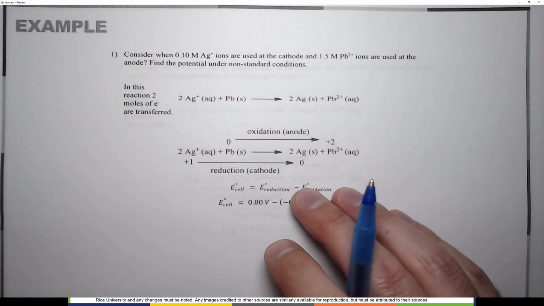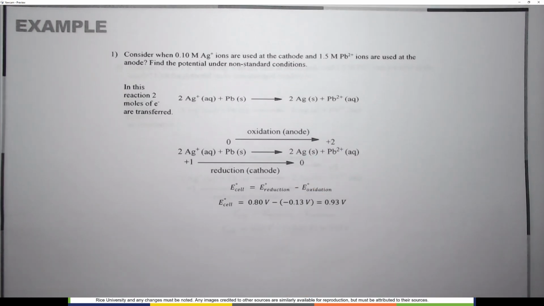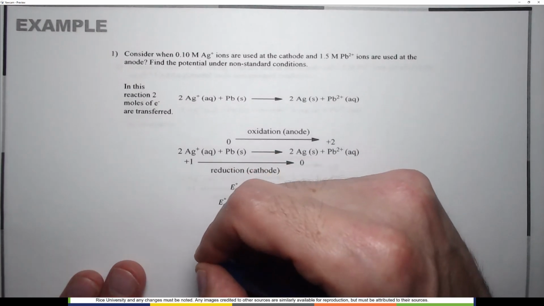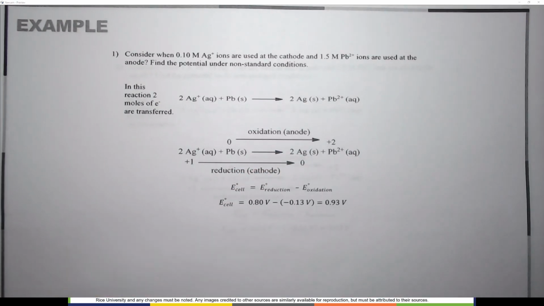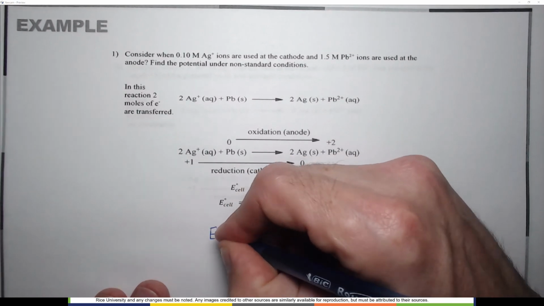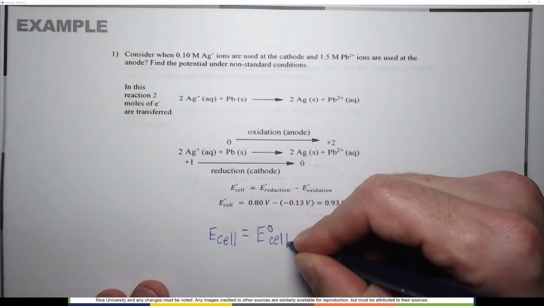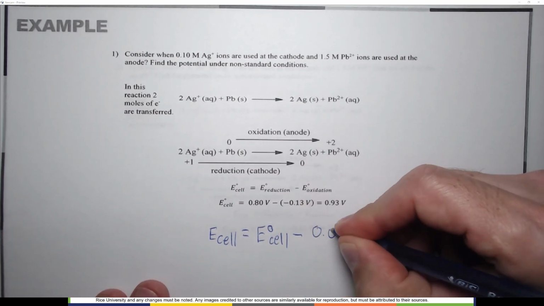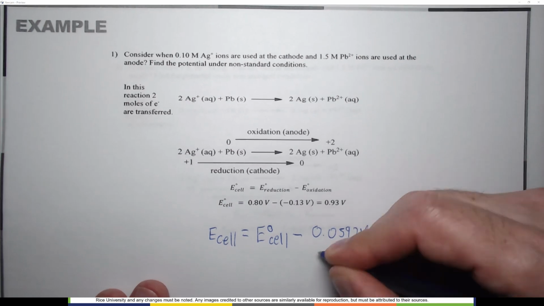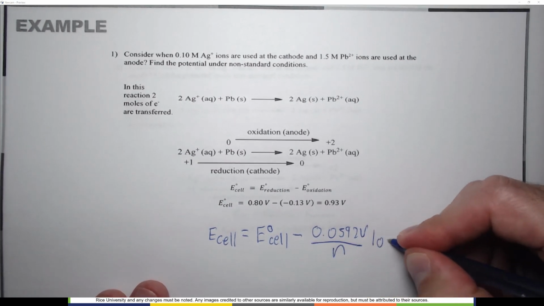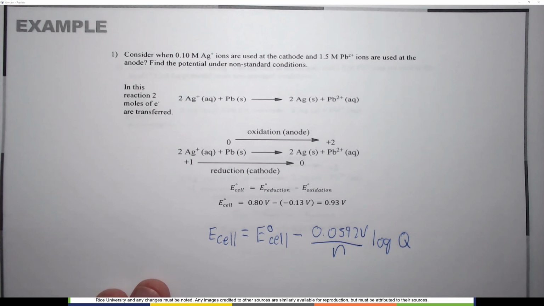So the Nernst equation, the equation that we're going to use to solve this problem, is E cell equals the standard E cell minus 0.0592 volts over N times the log of Q. So the standard cell potential, normally you would have to calculate, but we've actually already done this twice. So I've just shown the standard cell potential. We've already done this twice in 2 different examples.